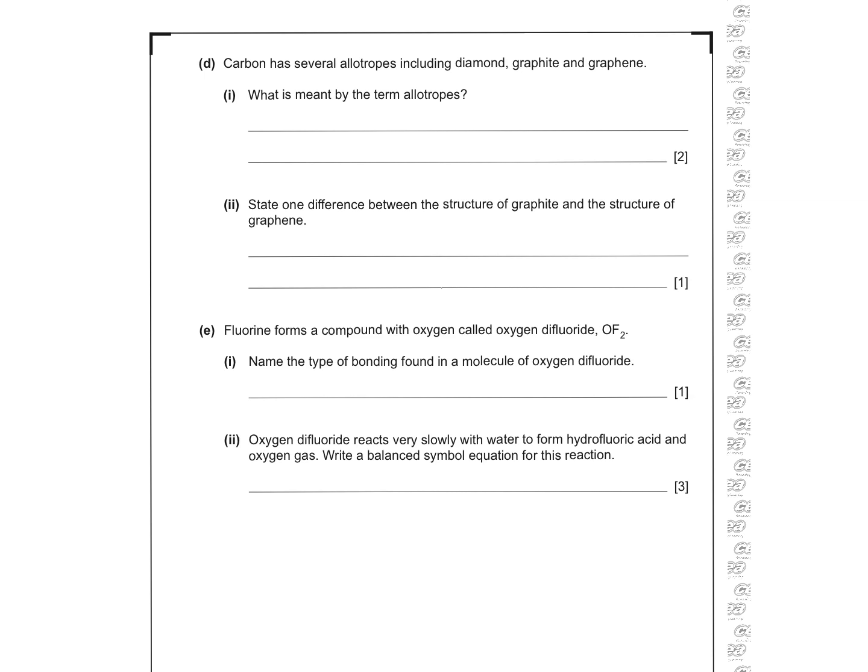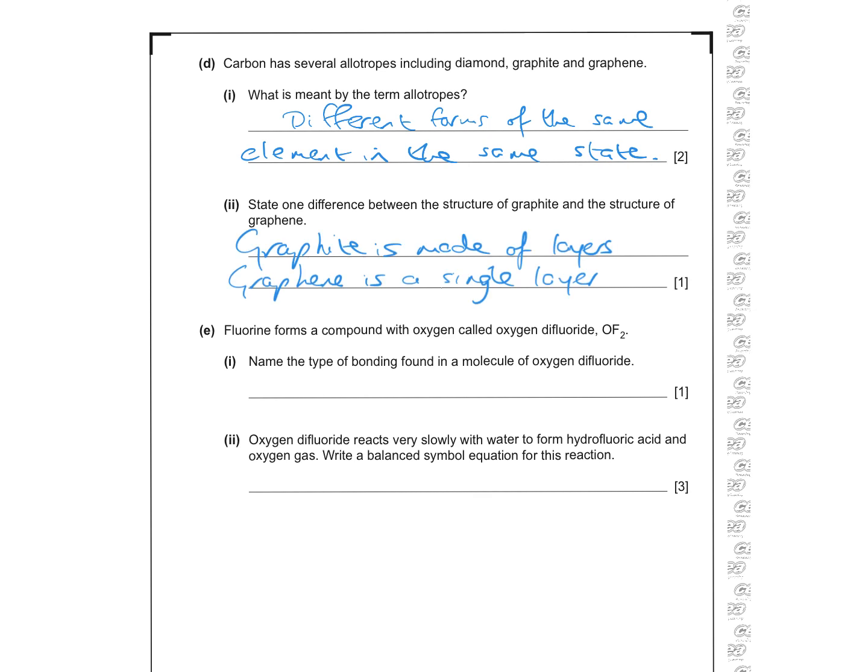D part 1, just a standard definition. What is meant by the term allotropes? Okay, so that's just copied from notes. One difference between graphite and graphene. Well, graphite is made up of layers, whereas graphene is basically one layer of graphite. And of course, those layers are made up of carbon atoms.